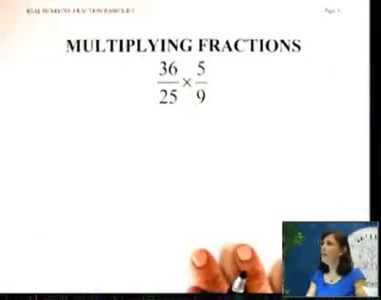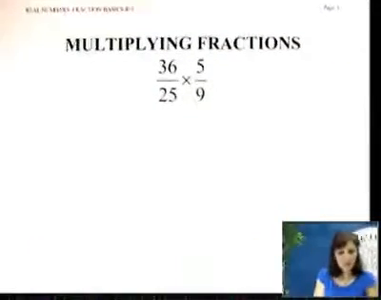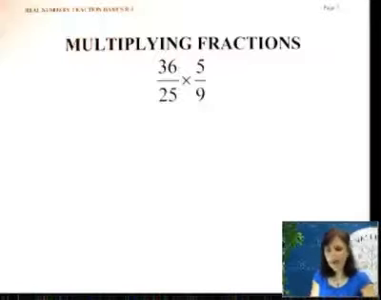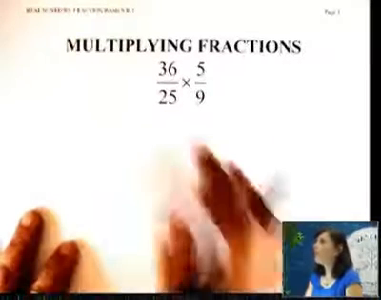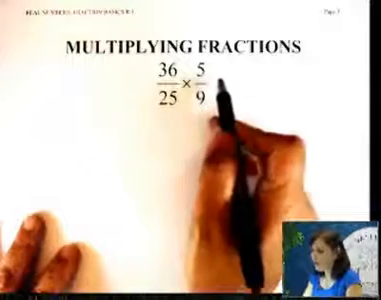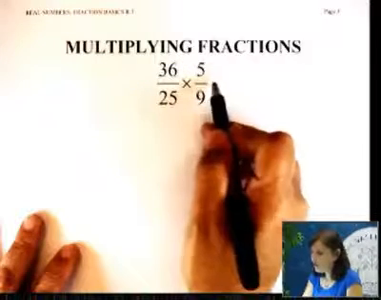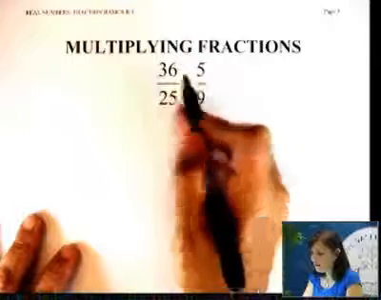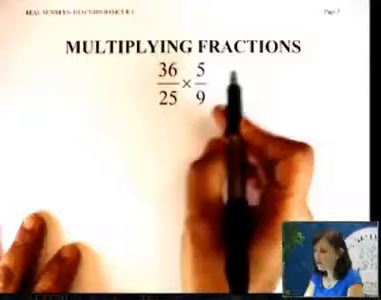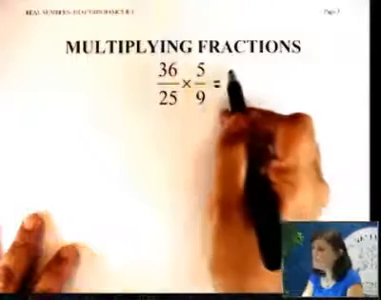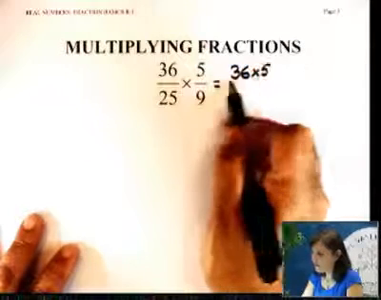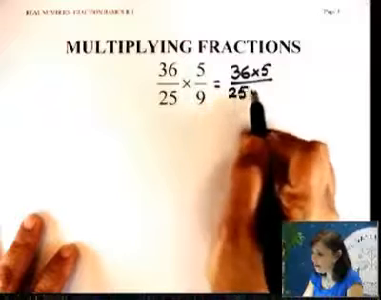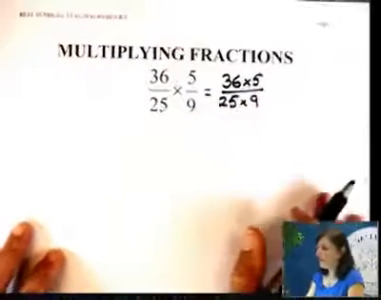Okay, let's talk about multiplying fractions. Once you have two fractions you need to multiply, don't just deal with them right away. If you can simplify them at the beginning, you can do it. What you do is you try to see if one goes into the other. You are going to multiply across, 36 times 5 divided by 25 times 9. Watch what I'm doing.